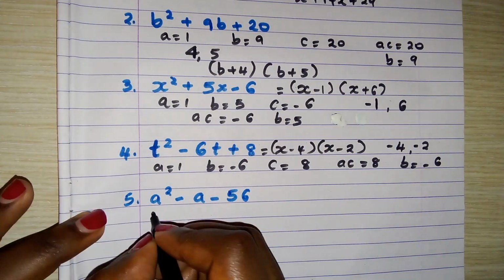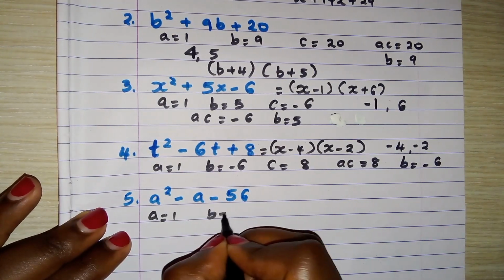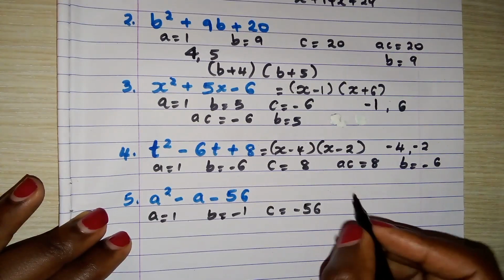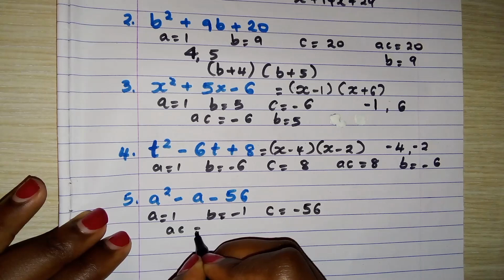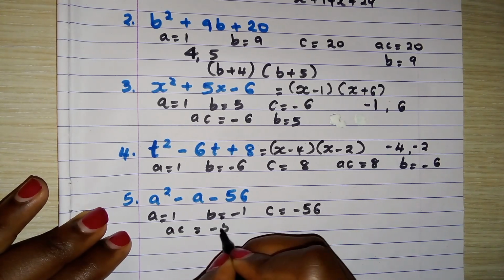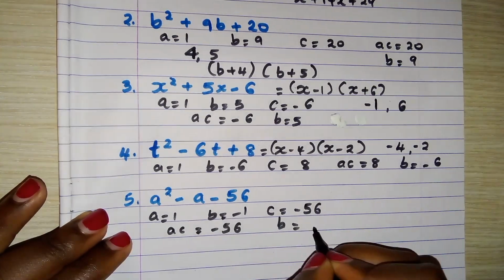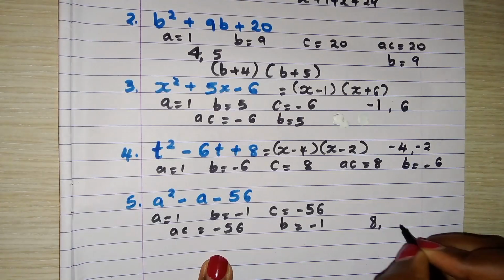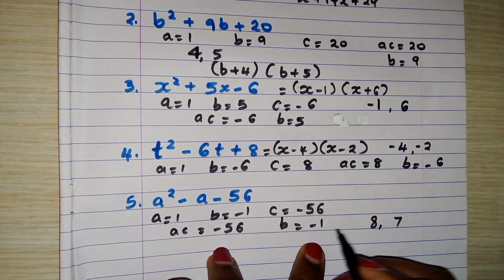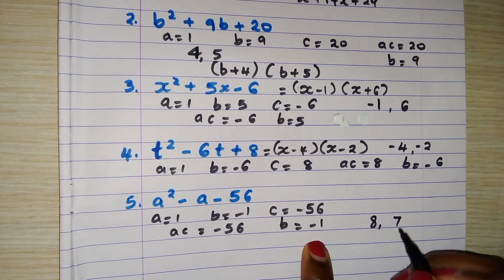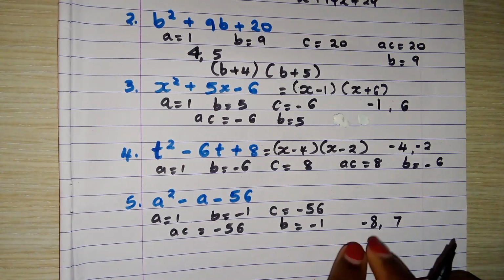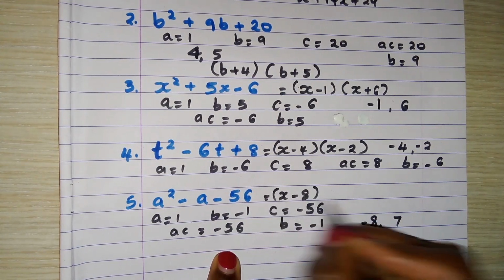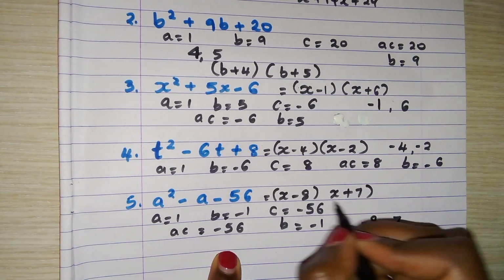Okay, number 5, our A is 1, our B is negative 1, our C is negative 56. So AC is 1 times negative 56, which is negative 56. Our B is negative 1. So two factors of 56 would be 8 and 7, but to get a negative one of them needs to be negative, and that would be the big number. So the answer would be x minus 8 and x plus 7.